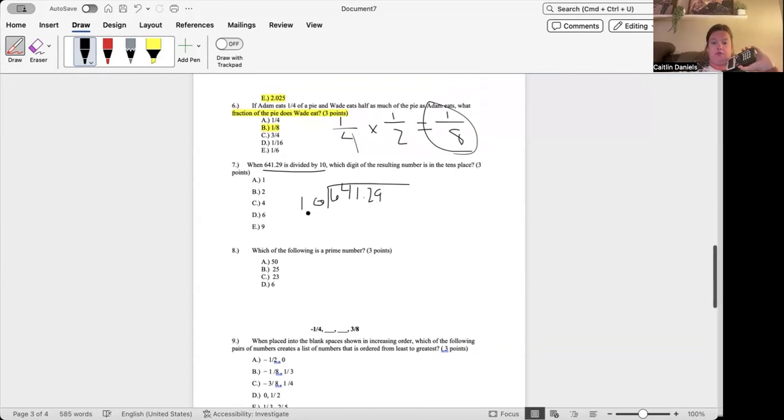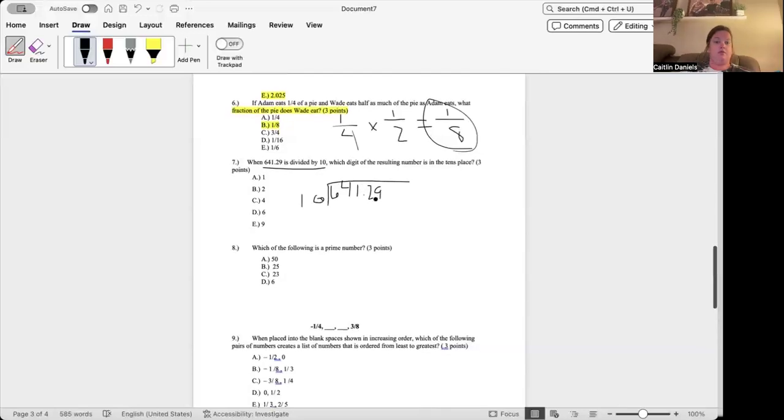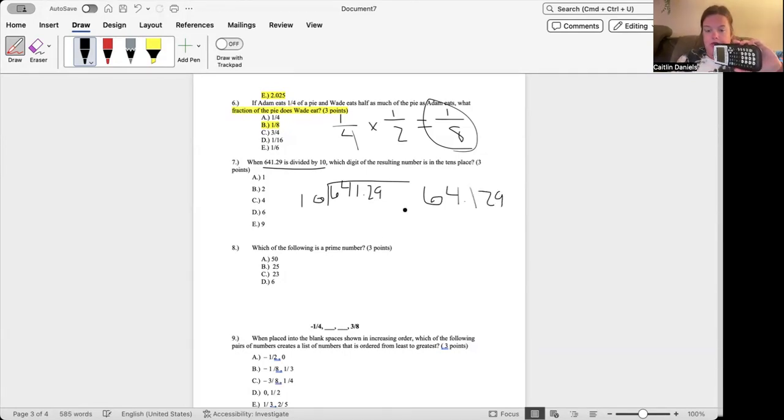So let's see. What is this? Let's just go ahead and do this on a calculator for the sake of time. Divided by 10 is 64.129. So essentially what we did is we moved this decimal over to the tens place right there.